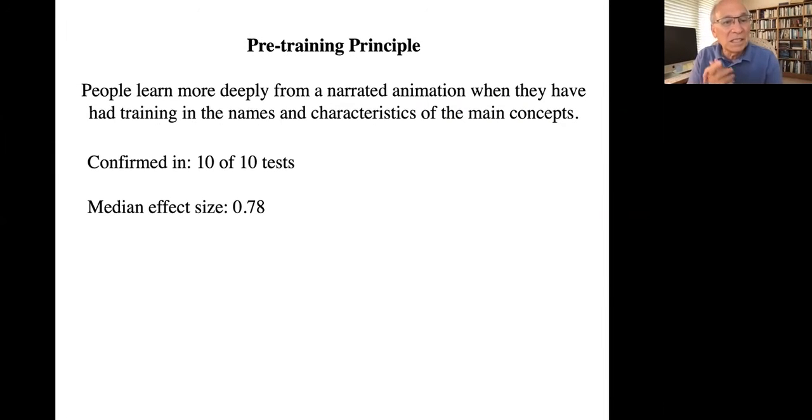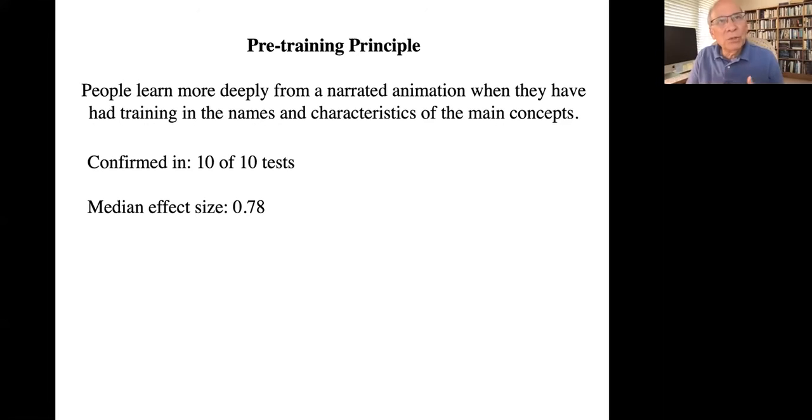What we find is in 10 out of 10 experiments we did using different kinds of topics, people learn more deeply from a narrated animation when they have pre-training in the names and characteristics of the key concepts or components, with a median effect size of 0.78. Again, a large effect.